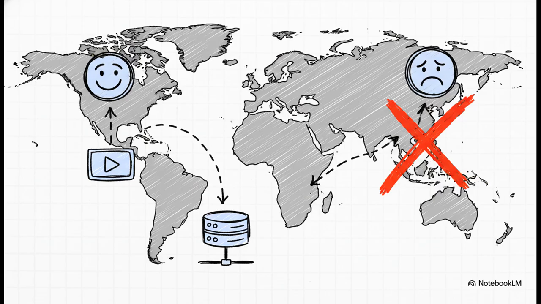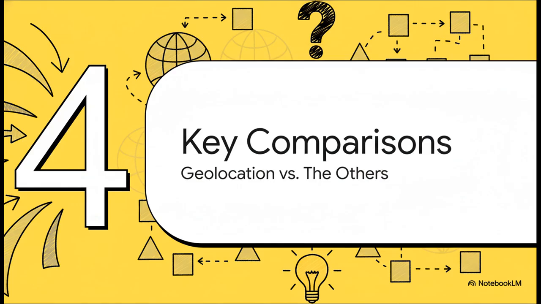Think about a streaming service. They might only have the license to show a movie in certain countries. Well, geolocation routing is how they enforce that. It lets them serve the content to users in the licensed countries and maybe a "sorry, not available here" message to everyone else.